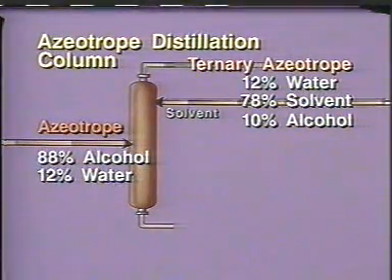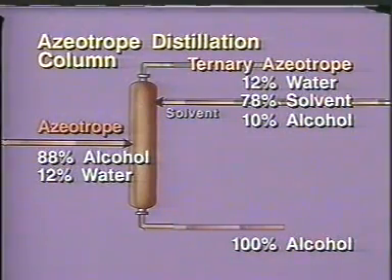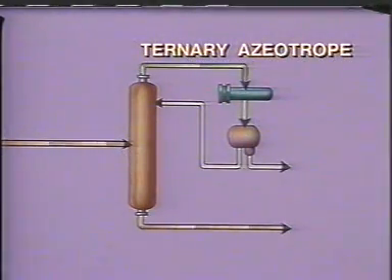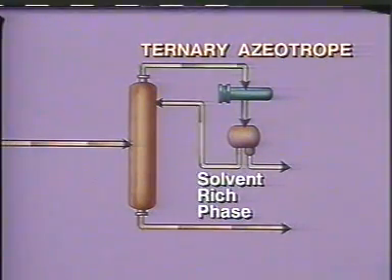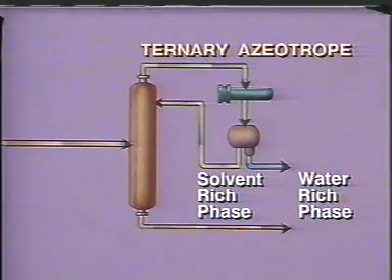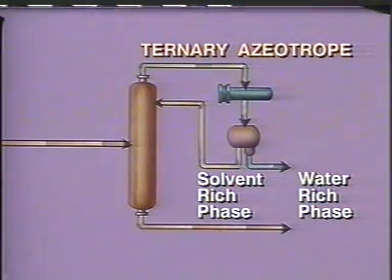Since all of the water is in the ternary azeotrope, a dry isopropyl alcohol product can be removed at the bottom of this tower. When the ternary azeotrope is condensed overhead, it forms two different liquid phases. The liquid phase that is rich in the solvent is recycled back to the azeotropic column. The other liquid phase contains mostly water along with some isopropyl alcohol. This phase is routed back to the first column.